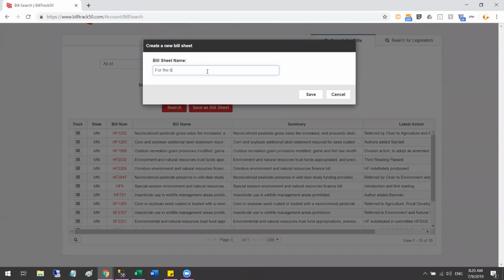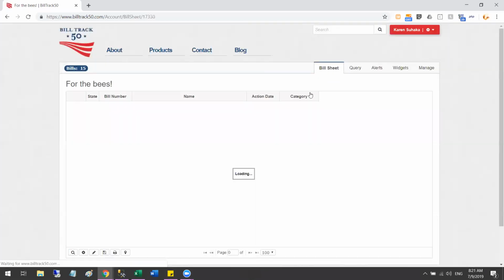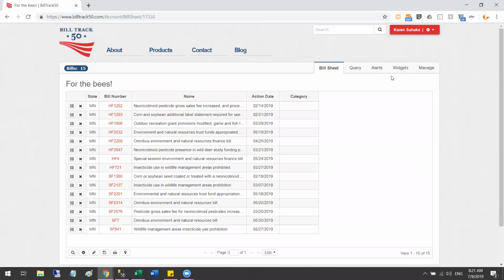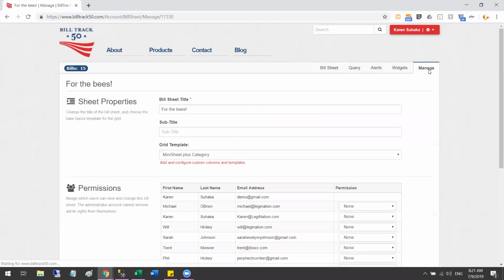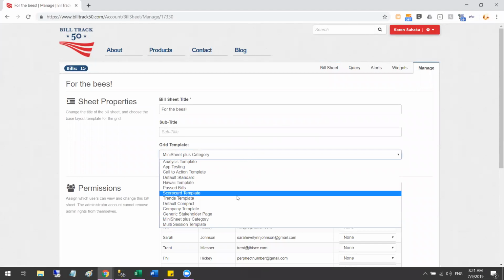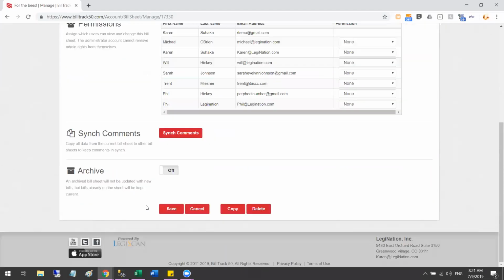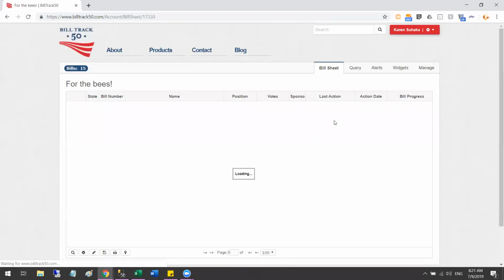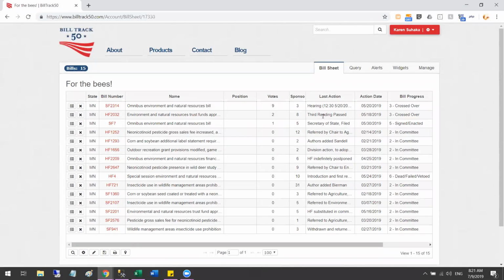And I'm going to do it for the bees. All right. So here's my bill sheet. And I have already made a template that I like for scorecards. So I'm going to apply that. So these are the columns that I find useful.